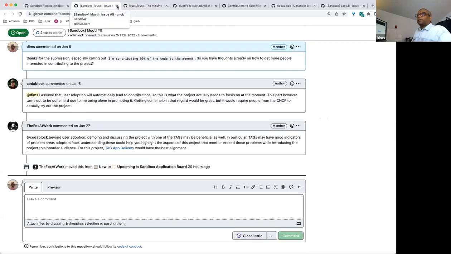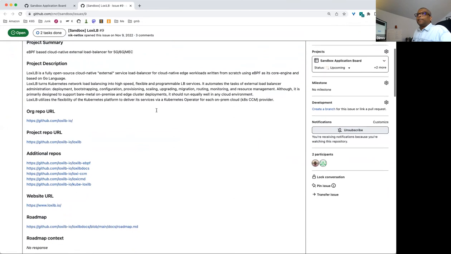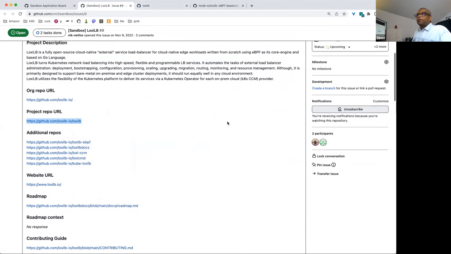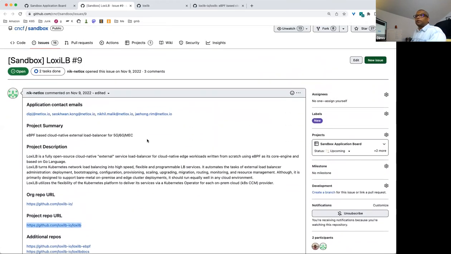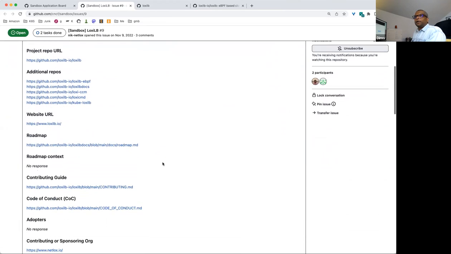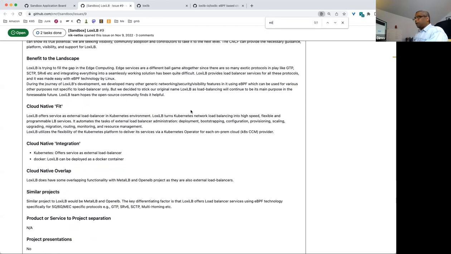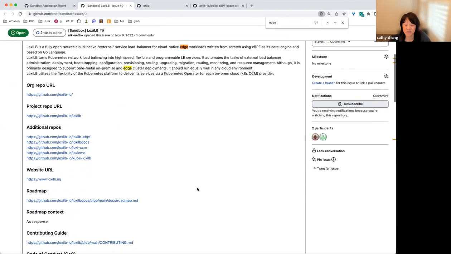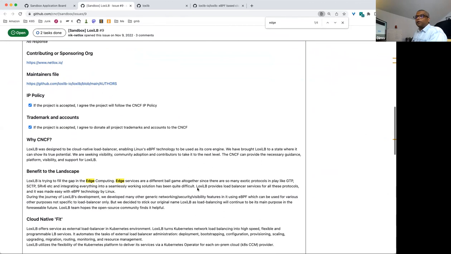Okay, let's go to the next one then. The next one is LoxiLB. This is one of our projects that comes from the East Asia region, and most of the people I saw were from there. Again, eBPF is hot, so they're going with that, and it's a load balancer. And it looks like they are in the edge space a lot. Yeah, it's a load balancer that balances traffic to the edge sites, the edge clusters.